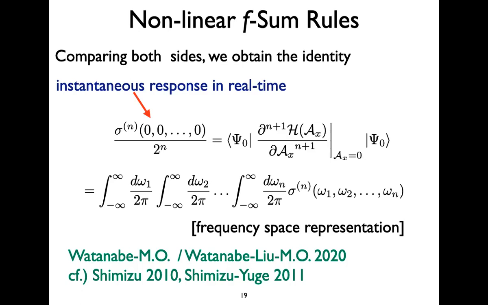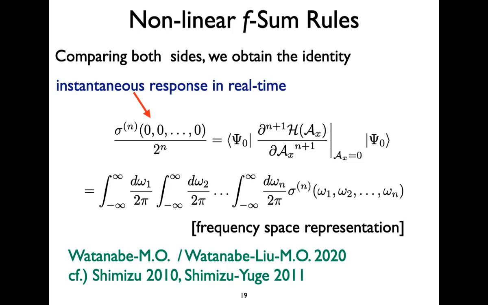So this actually corresponds to another famous result in linear response theory, the so-called f-sum rule, or frequency sum rule. If you set n equal to 1, this is just the linear AC conductivity integrated over all frequencies. And this is given by the expectation value of the second-order derivative of the Hamiltonian. But this is, again, naturally generalized to higher-order nonlinear conductivity. So this is a nonlinear generalization of the f-sum rule.